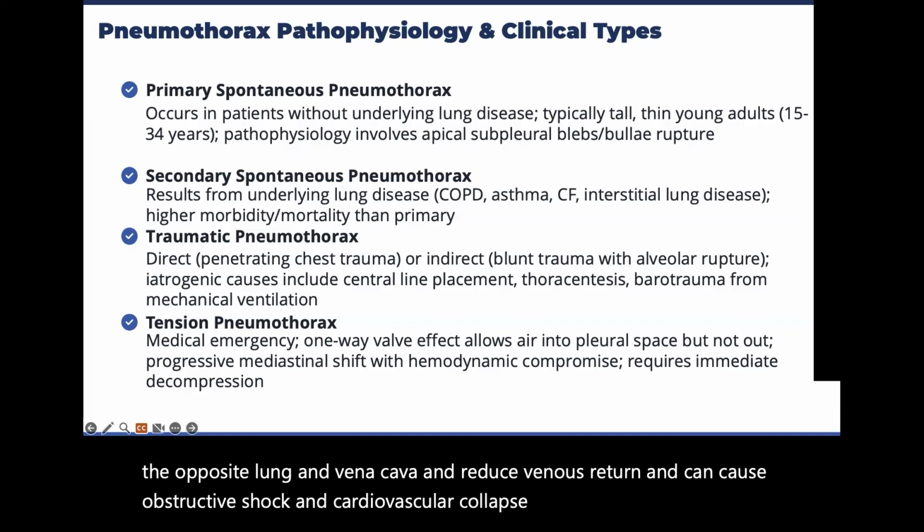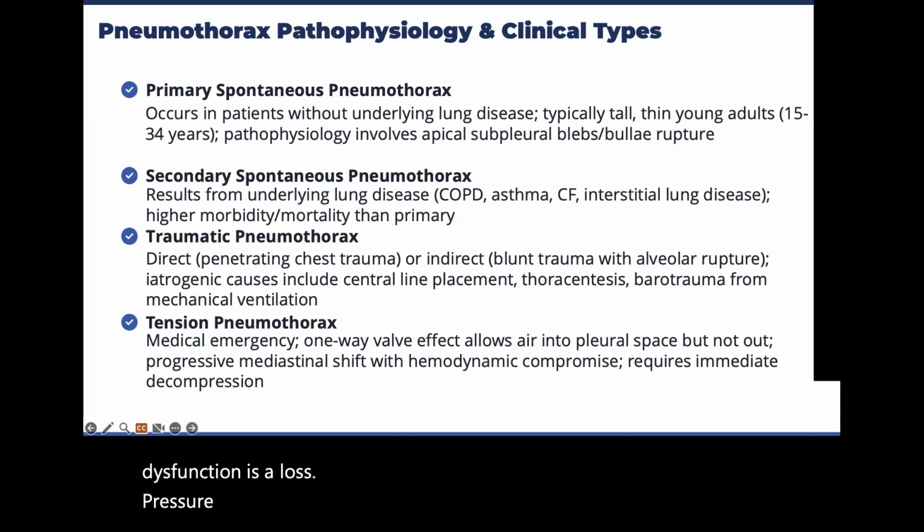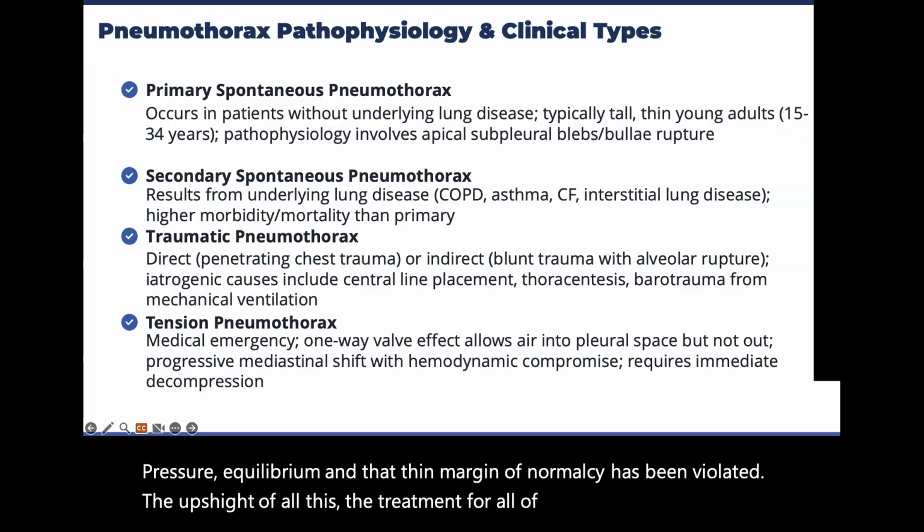So at every level, the core dysfunction is a loss of pressure equilibrium, and that thin margin of normalcy has been violated. The upshot of all this, the treatment for all of this, is a chest tube. You can work out the cause later.